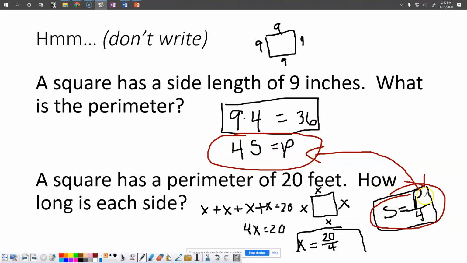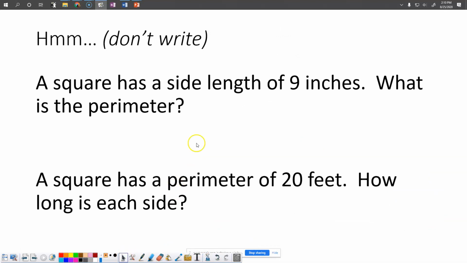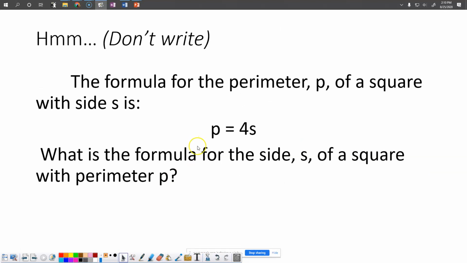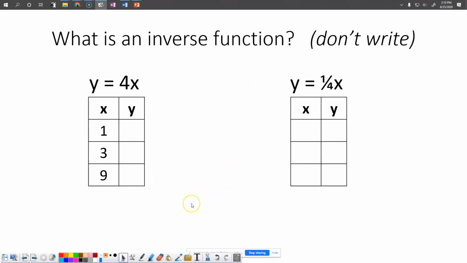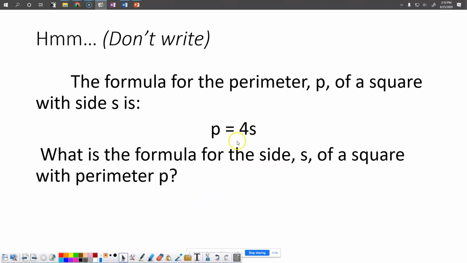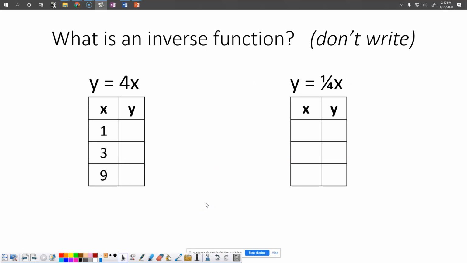Well, these 2 functions are examples of what we would call inverse functions. They're opposites of each other, okay? They go together, but yet they do opposite things. So, we kind of already talked about this, so I'll skip that. Now, instead of using p and s, let's go ahead and use x and y. So, if I say y equals 4x and y equals 1/4 x, we're gonna complete these tables here.